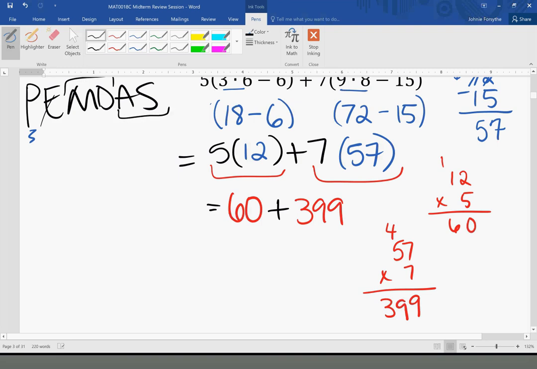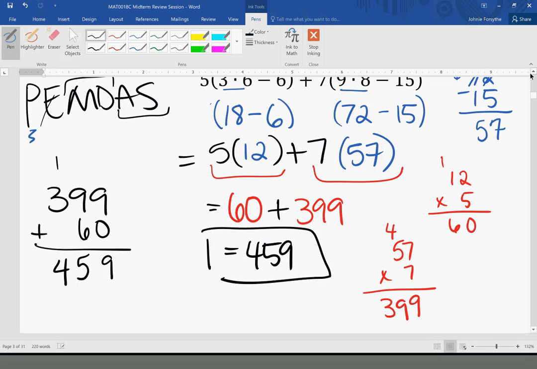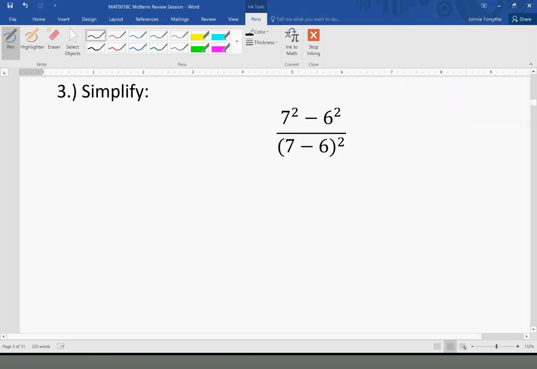And now we just have our addition to simplify. So we have 60 plus 399. I'm going to write 399 plus 60 because I like to line it up that way. So 9 plus 0 is 9. 9 plus 6 is 15. 5, carry the 1. 1 plus 3 is 4. So the final answer will be 459.